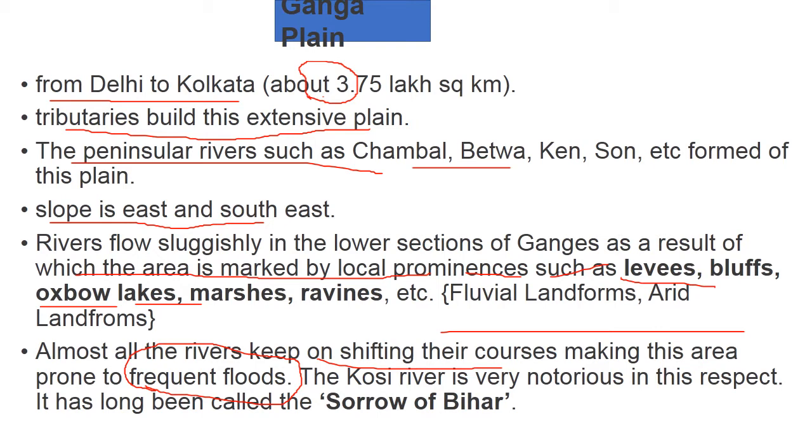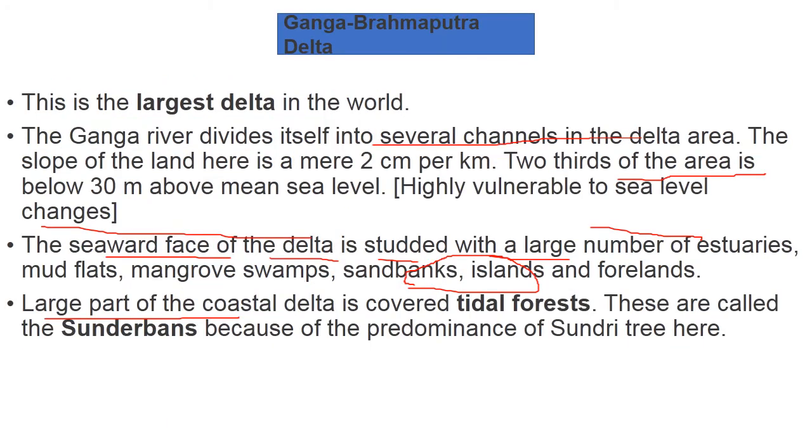Almost all the rivers keep on shifting their courses in this part because of the deposition of the river. The Kosi River is very notorious in this respect. It has long been called the sorrow of Bihar because she always changes her path of flow, and due to that most of the people lost their lives, their crops and animals and all things.